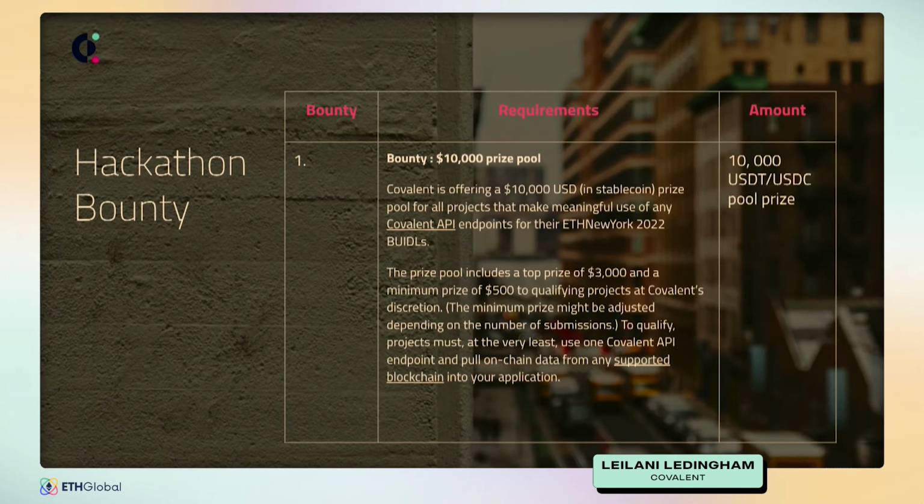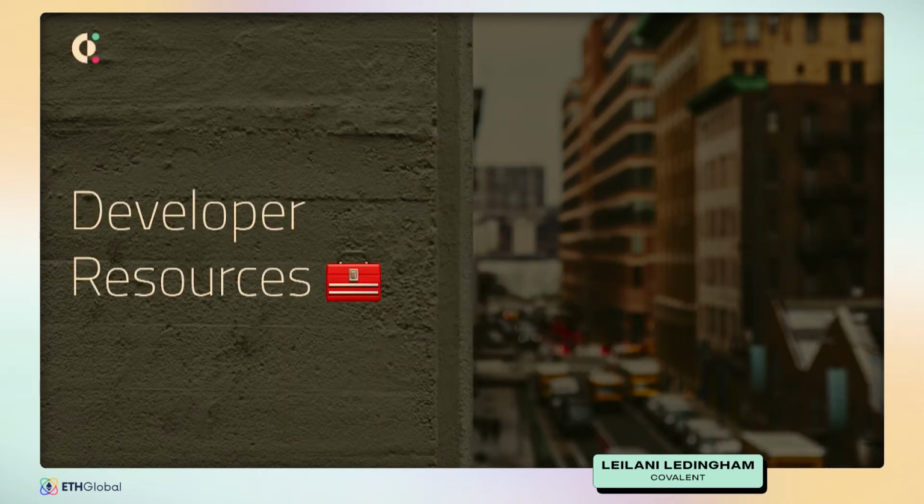So by meaningful use, the top prize is $3,000, the minimum prize is $500. And basically, we judge it based on complexity and the creativity of the use case. So if you do combine more than one endpoint, you're typically eligible to win more. But if you integrate Covalent with other solutions or whatever you want to do, that's totally okay, and you'll be eligible to win part of that bounty. So I can go into those details a little more in depth once we get into my other links.